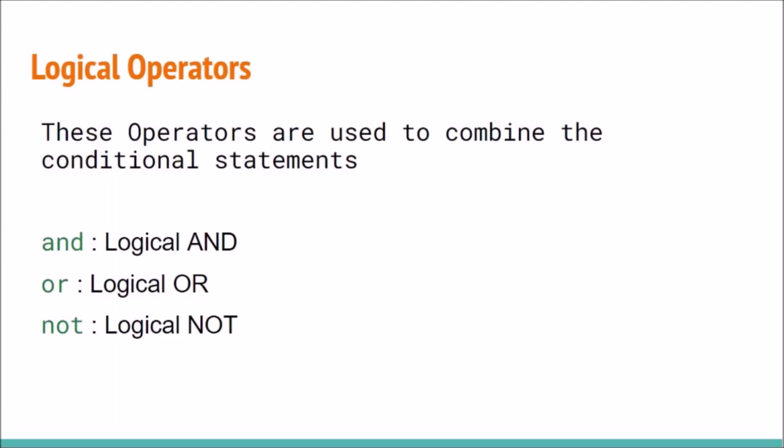Logical operators. Logical operators are used to combine two or more conditional statements in Python. The logical operators are and, or, not. Let's briefly discuss each. And returns true if both operands are true, or returns true if at least one of the operands is true. Not returns true if the operand is false. We will learn more about logical operators and practice using them with if-else statements in our next class.